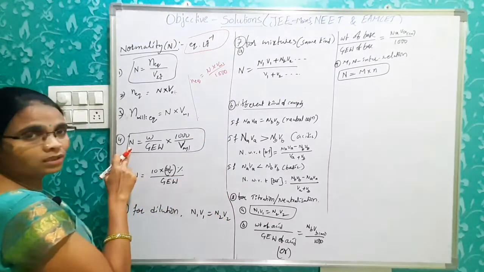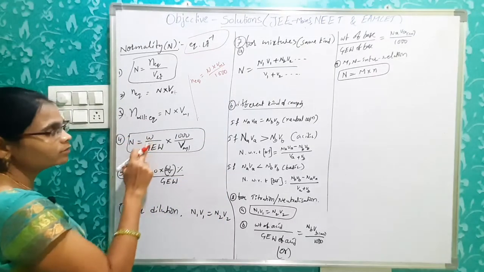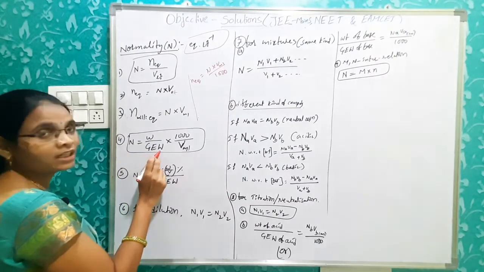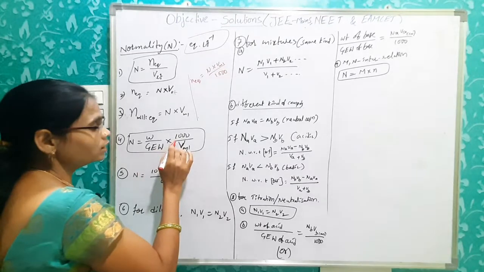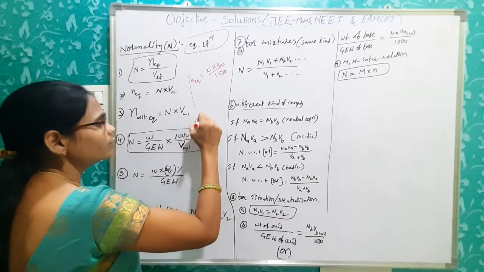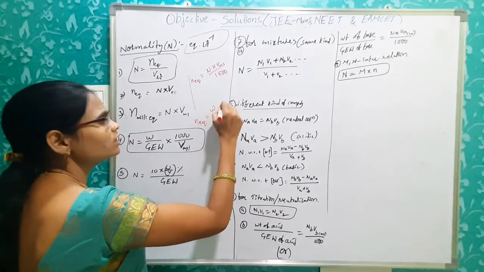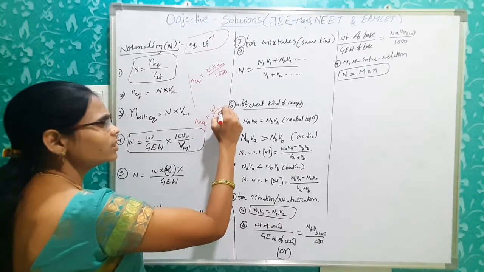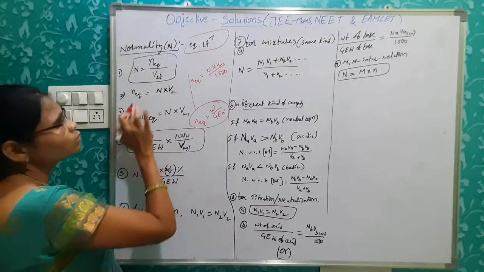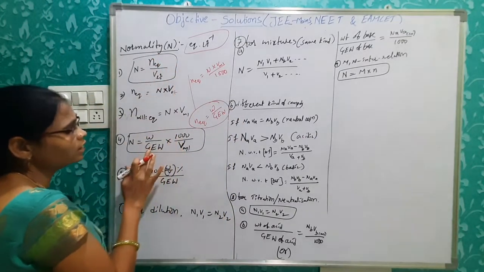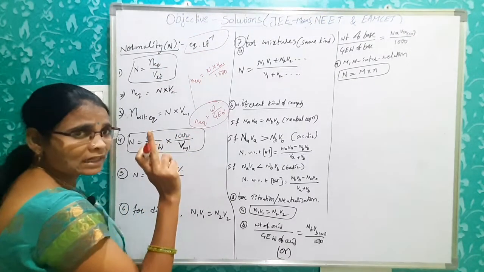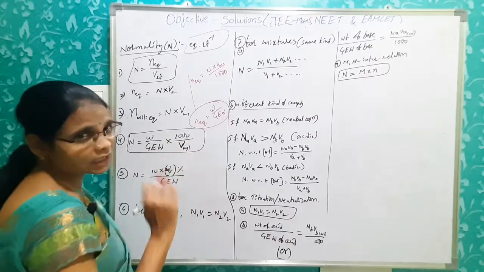Here the normality formula is also written as weight by gram equivalent weight, GEW, of that solute into 1000 by V in ml, like molarity. So the number of equivalents is equal to weight of that solute by gram equivalent weight of that solute. So instead of En we can write small e, and we can write W by GEW into 1 by V in liters or 1000 by V in milliliters.